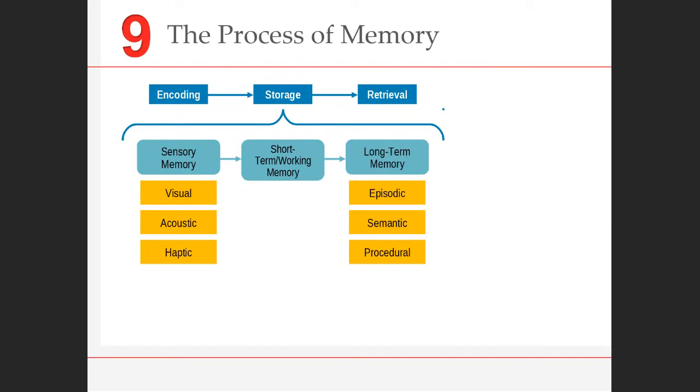And then we have to move information from sensory memory to short-term memory to long-term memory. So we go encoding, storage, and then we retrieve it out to use it again. That's when short-term memory is the working memory, because we're retrieving it out of long-term into the working memory to use it in real time.